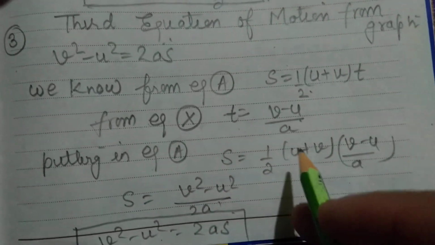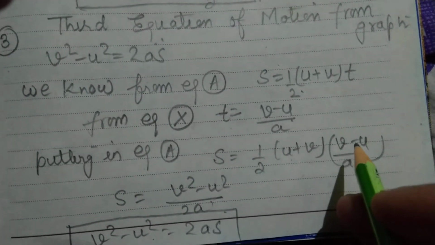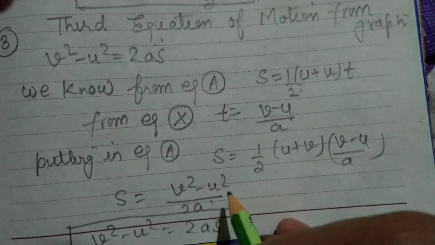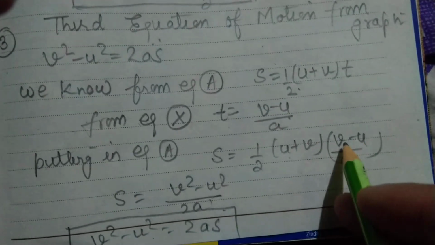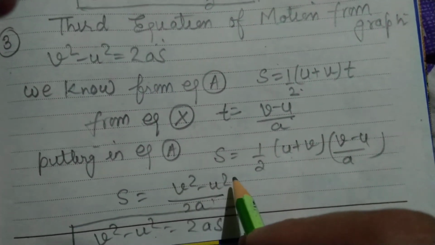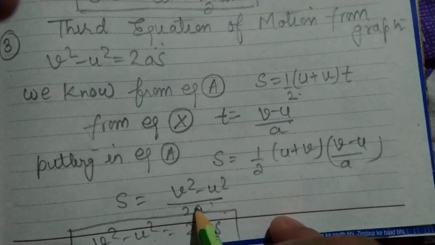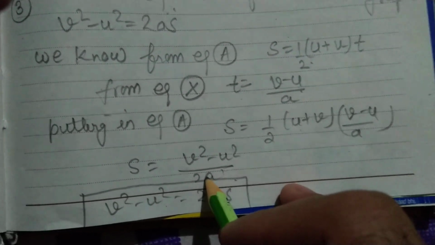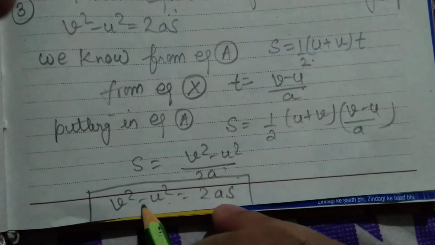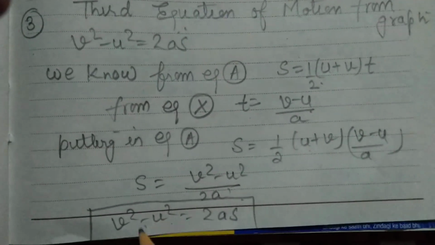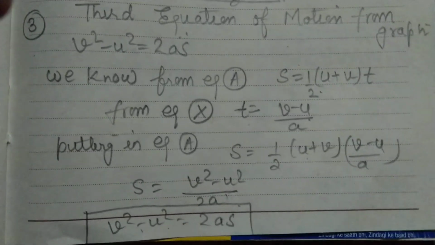So we will get, now here you are applying the formula, (A plus B) multiplied by (A minus B) is A square minus B square. So (U plus V) multiplied by (V minus U) is V square minus U square. The 2 is here and the A is also here. We are sending 2A here, so we will get 2AS, and V square minus U square is on one side. So in this way we have derived the third equation of motion as well.